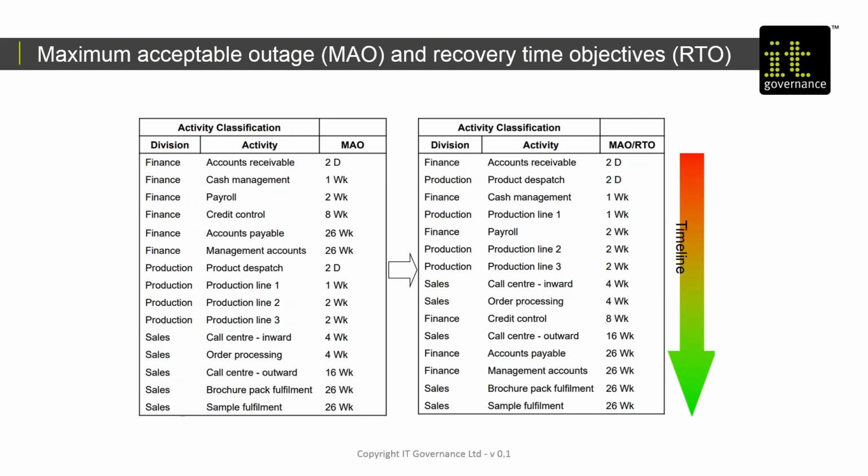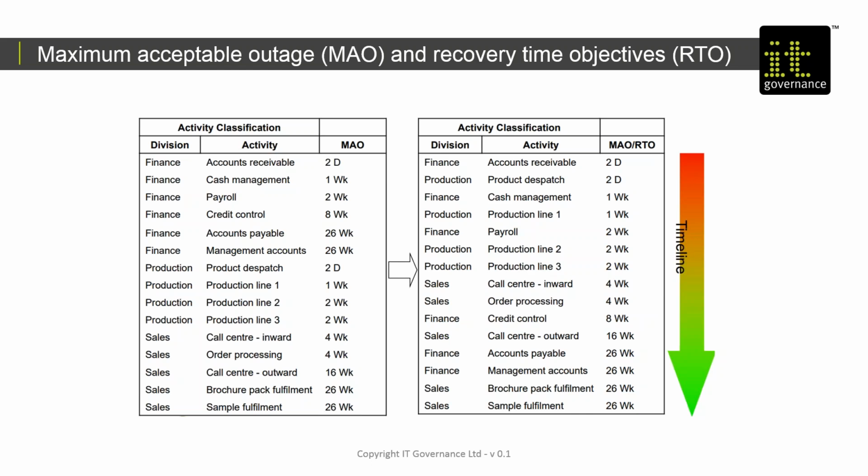So if we take those results and simply sort them in time order, we can then see fairly clearly a timeline for activity recovery. And that's really the primary output of a BIA, is to determine when each activity needs to be recovered following a disruption in order that the impact does not extend beyond an acceptable level. That's probably the most important key output of a BIA.